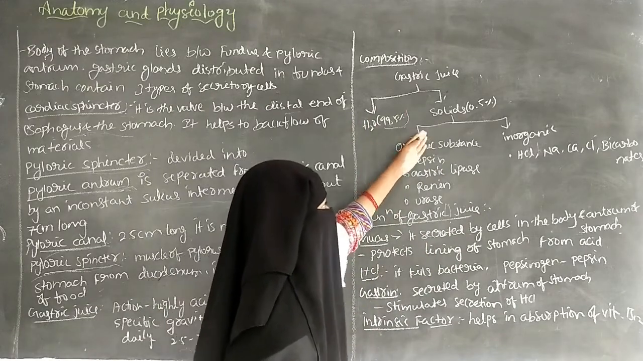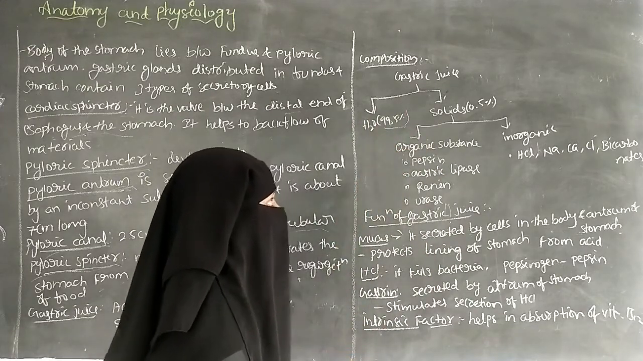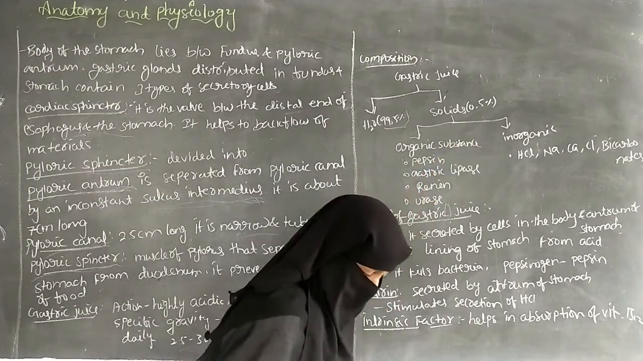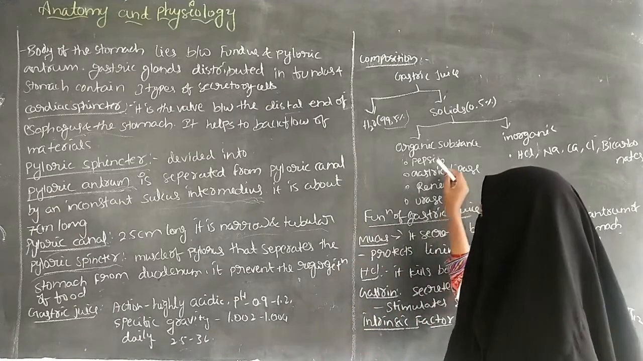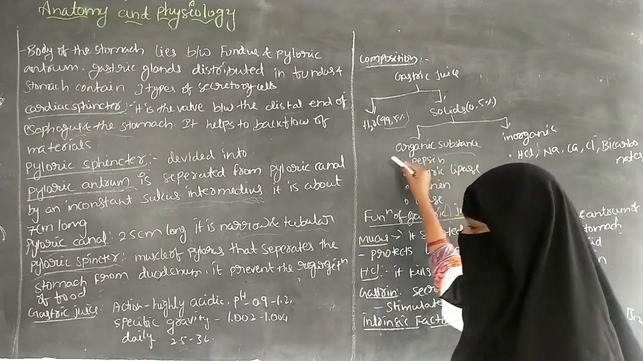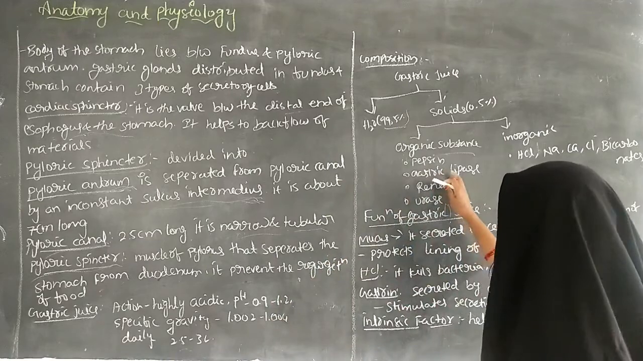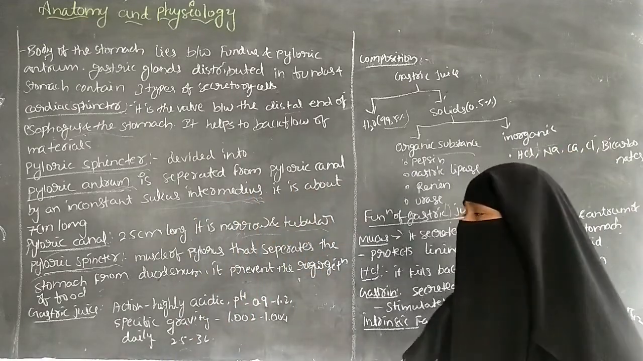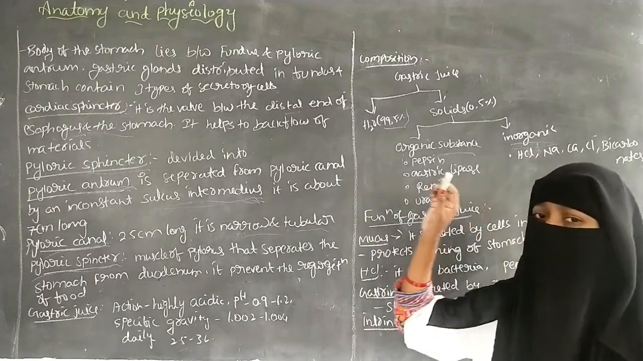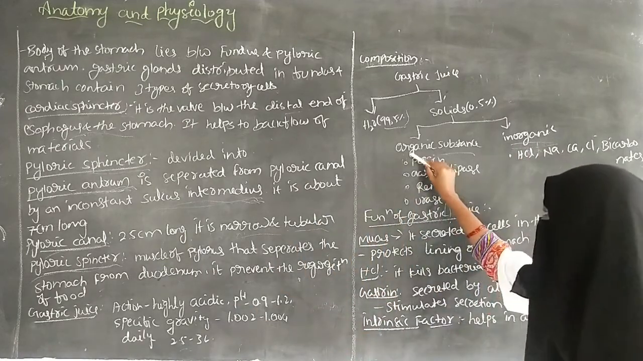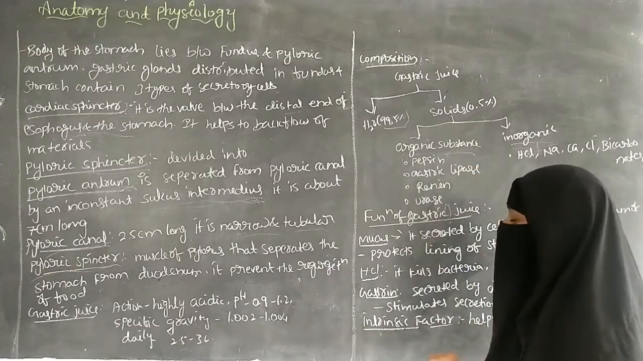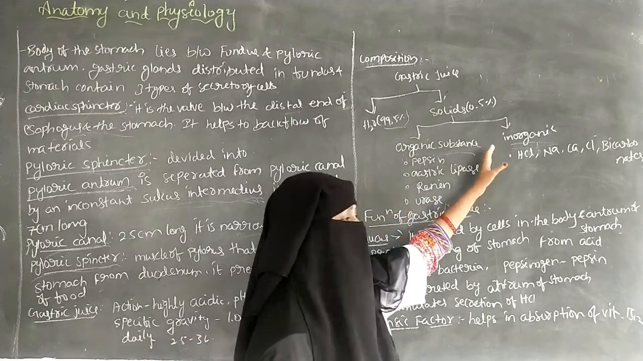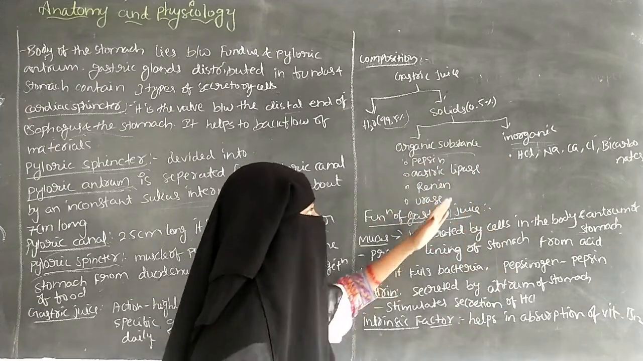In these solids, two types of substance are present: organic substances and inorganic substances. Organic substances have carbon bonds present. Inorganic substances lack carbon bonds.